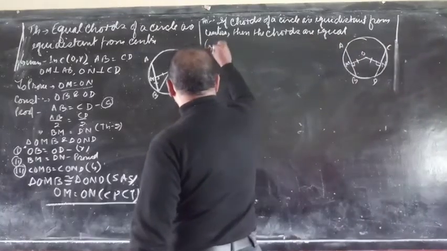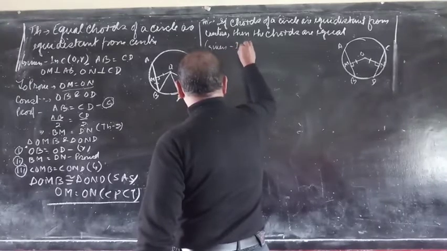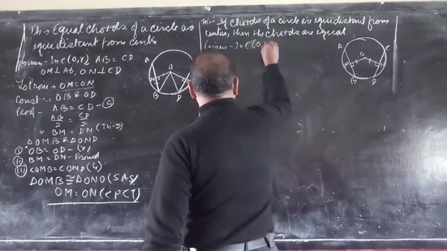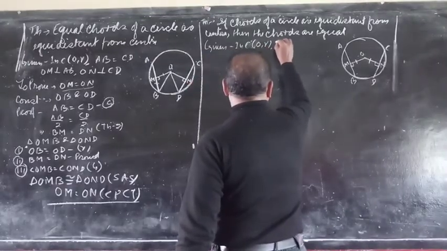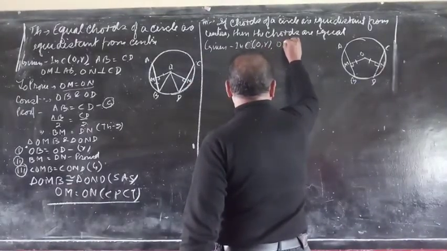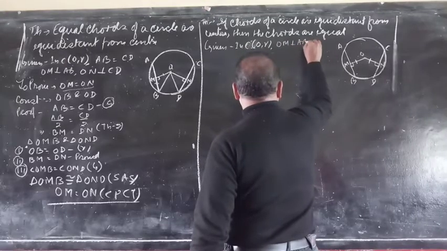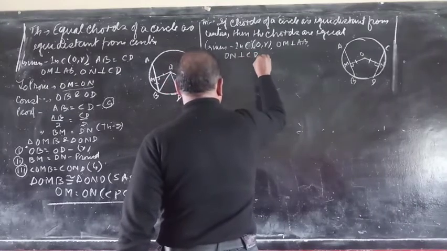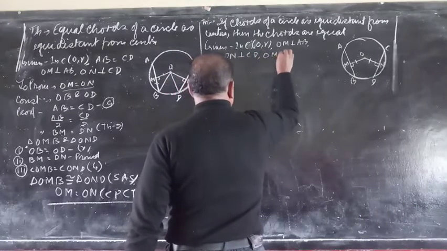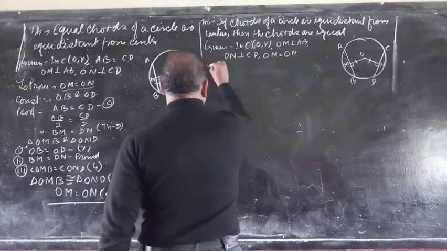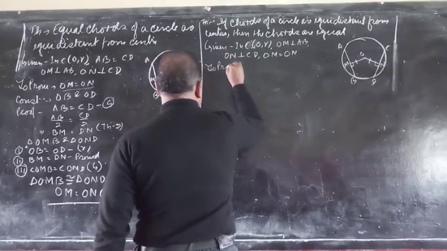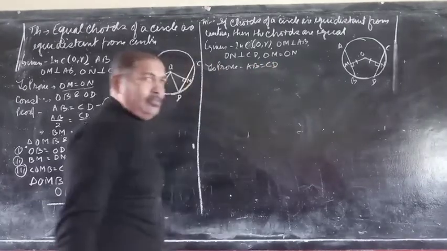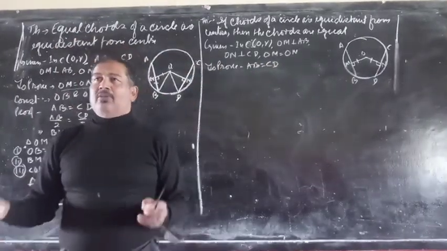What is given? In the circle, center is O and radius is R. OM is perpendicular on AB. OM is perpendicular on CD. OM is equal to ON. To prove: AB is equal to CD. Now, what is the condition?